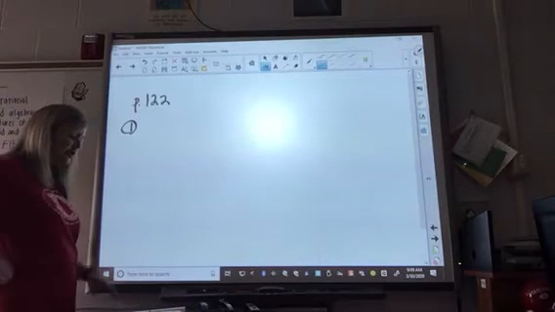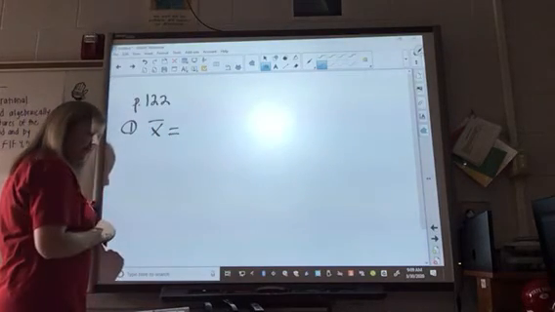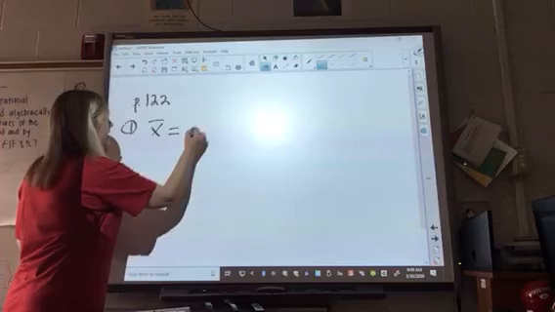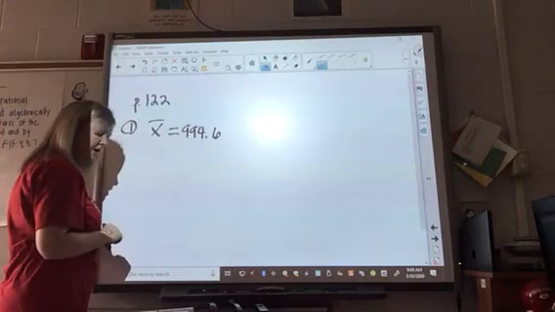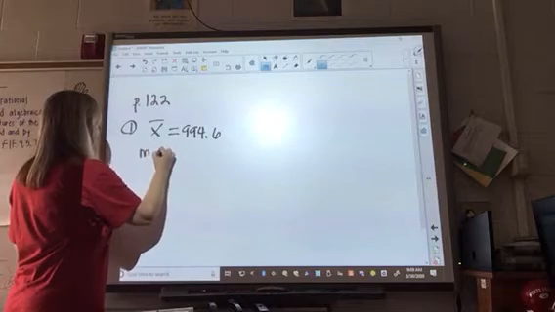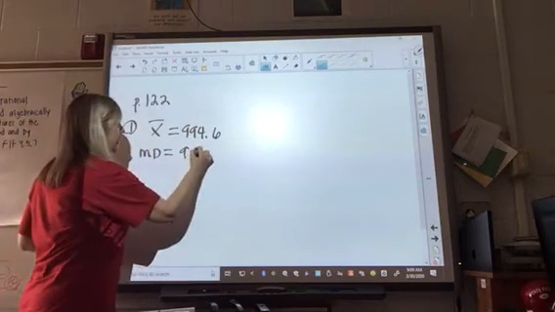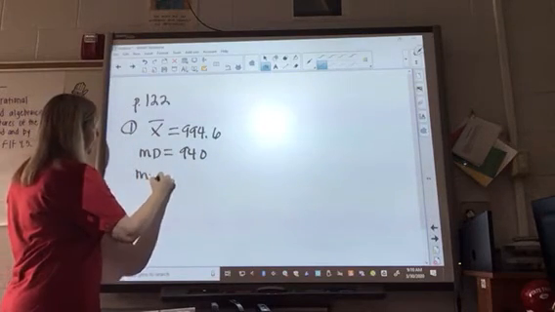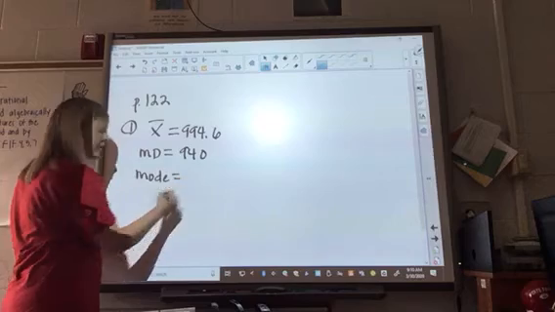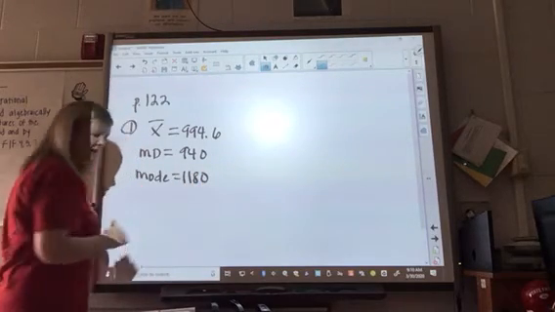So if you punched in number 1 and you want to check yourself, the mean, if I round to the nearest tenth, is 994.6. The median is 940. The mode, you have to look and see which number occurs the most, and the mode is 1180.